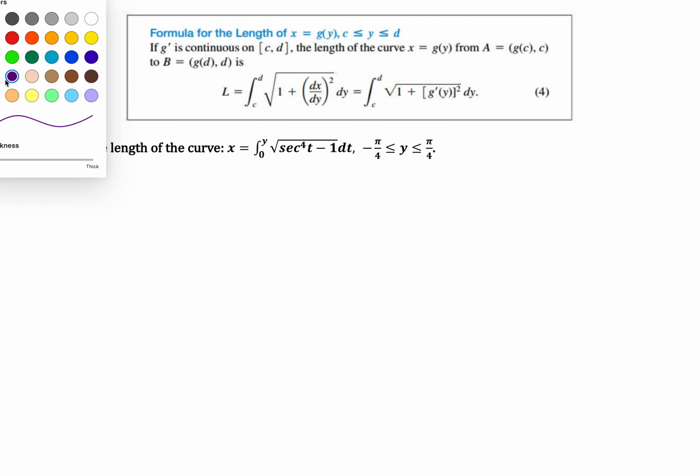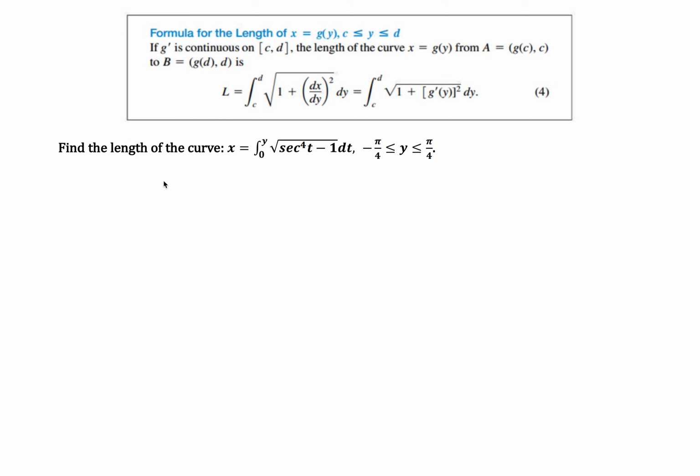again, let's turn on my marker, there we go. We have dx/dy is equal to the square root of secant to the 4th power of y minus 1. And again, that's from the fundamental theorem of calculus that we can do that, showing that derivatives and integrals are related to one another. So now we have our dx/dy, we can go to our formula.